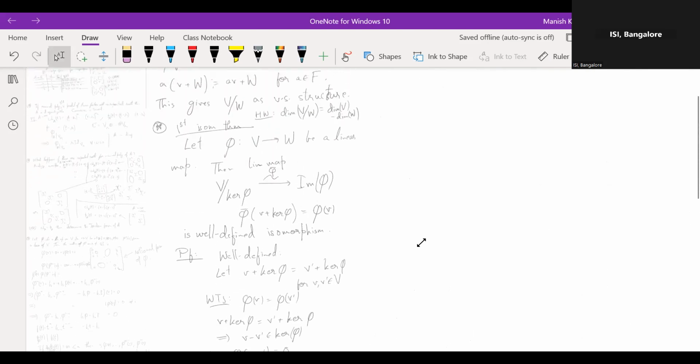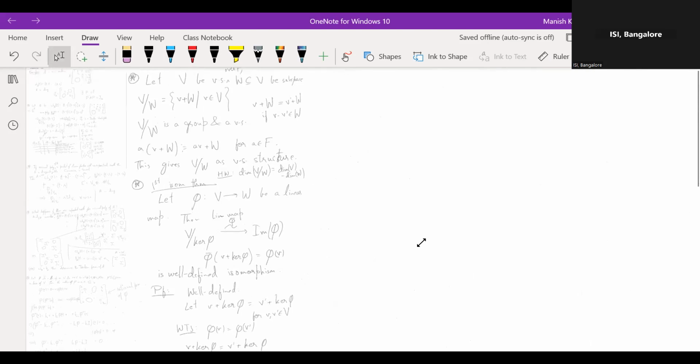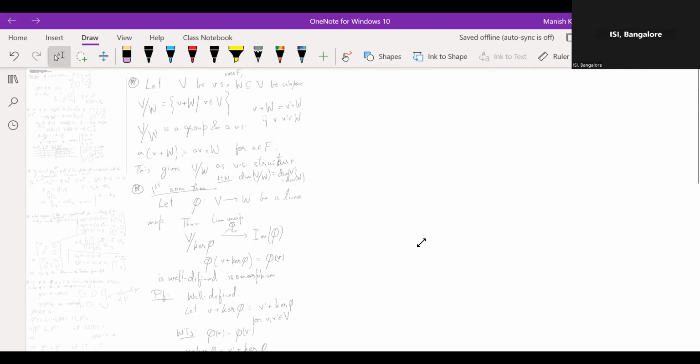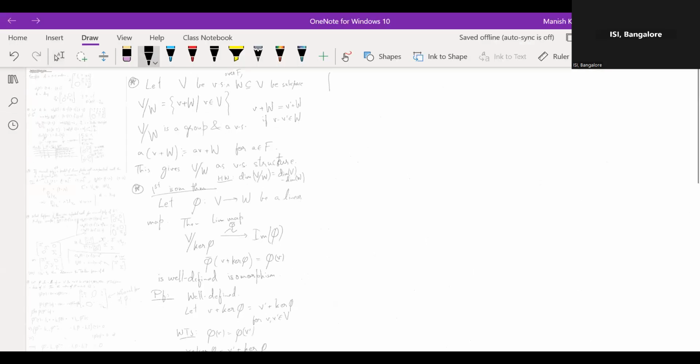Then there is a second isomorphism theorem, which I'll have to recall the statement of. They all sort of follow from each other. From the first isomorphism theorem, you can deduce everything. So what is the second isomorphism theorem?